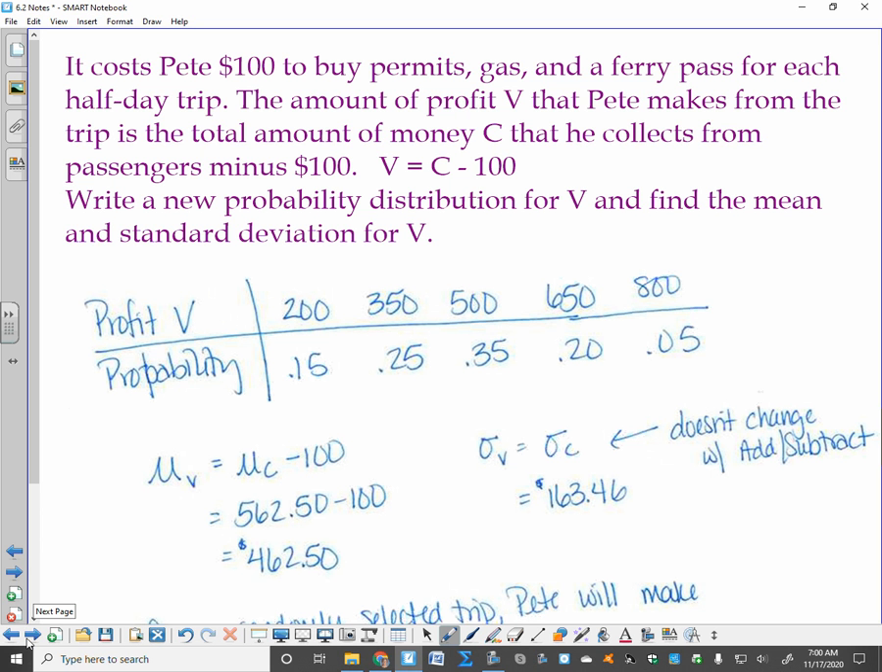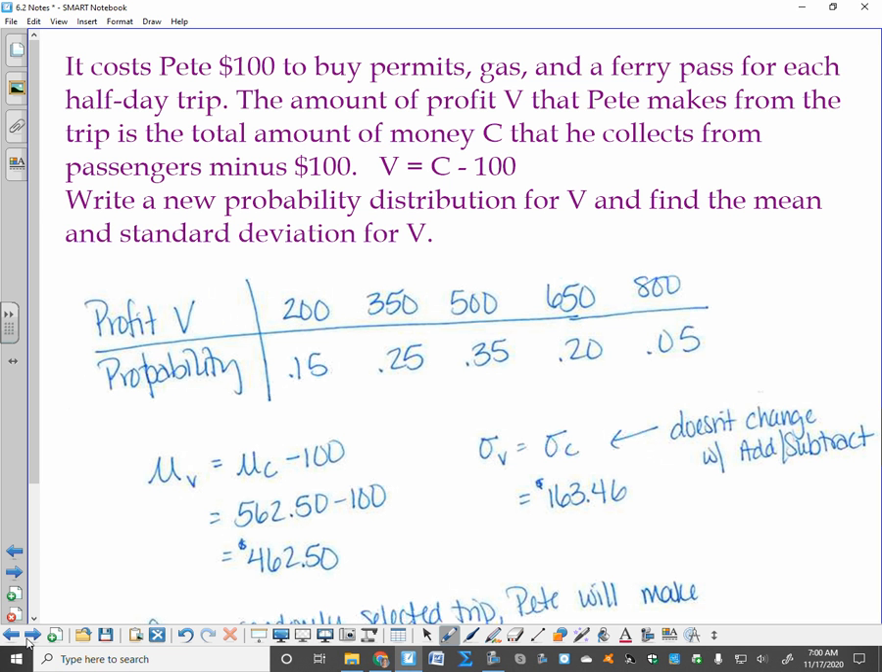Okay, well, Pete's bringing in some money, but it's also costing him money to run these tours. So it costs Pete $100 to buy permits, gas, and a ferry pass for each half-day trip. So now we have a new variable, V. The amount of profit V that Pete makes from the trip is the total money collected minus $100. Now pay close attention to the variables that I'm using. V equals C minus 100. So C is how much he's collected, minus 100.